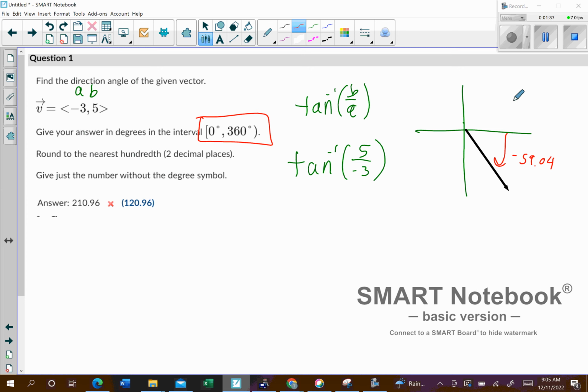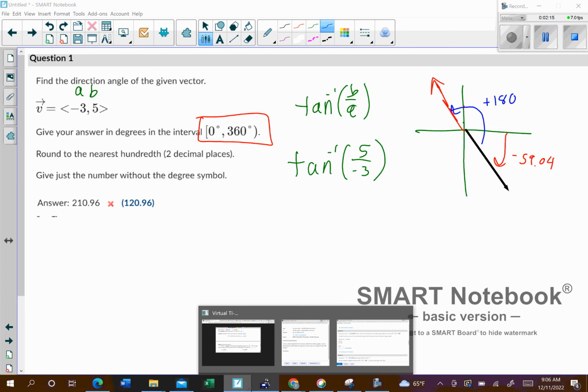But what's really going on, if you were to look at this as unit vectors right here, it would be 3 units to the left and 5 units up. And so it's actually this vector right here. That's the vector we're actually looking for. We're looking for the direction of my red vector right here. So what we'll do here, and it's just a 180 turn from right here, the negative 59.04. So what I'm going to do is I'm just going to add 180, and that should give me that vector right there. So let's go ahead and do that.